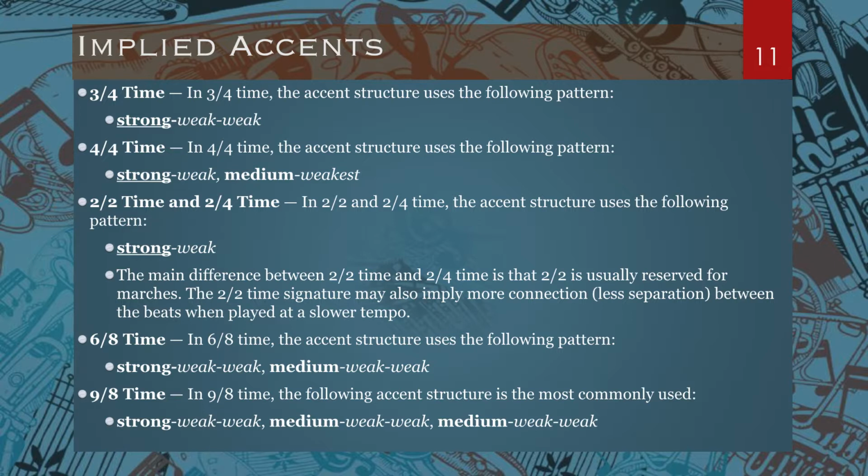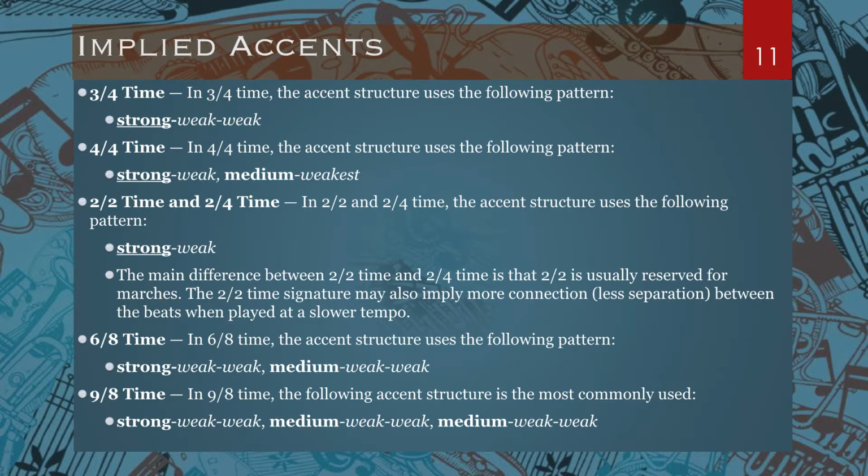In most cases, the main difference between 2/2 time and 2/4 time is that 2/2 time is usually reserved for marches. The 2/2 time signature may also imply more connection, which is essentially another way of saying less separation between the beats when playing at a slower tempo. So if you have a 2/4 time signature, you might have a melody or a rhythm that goes da, da, da, da. So that was 4 beats, 2 measures of 2/4 time. In 2/2 time, they'd be connected. Da, da, da, da.